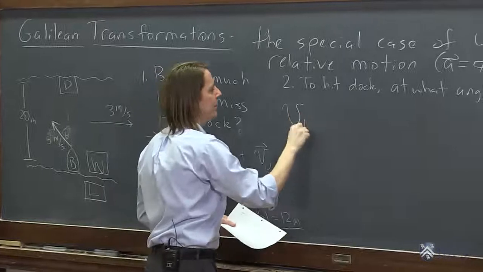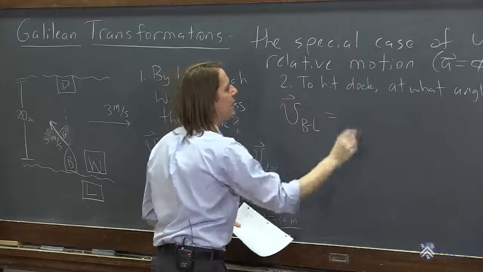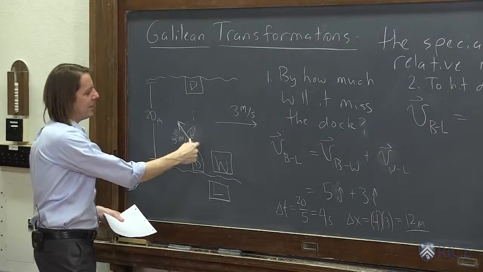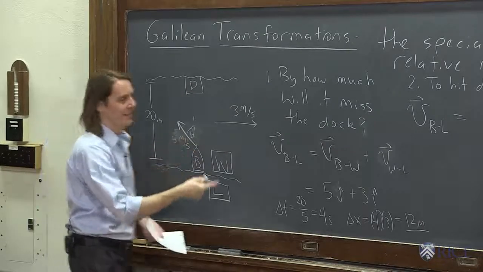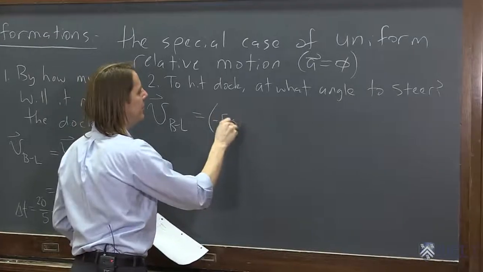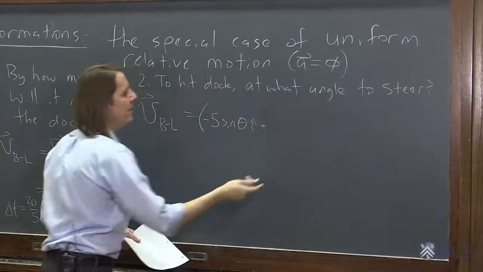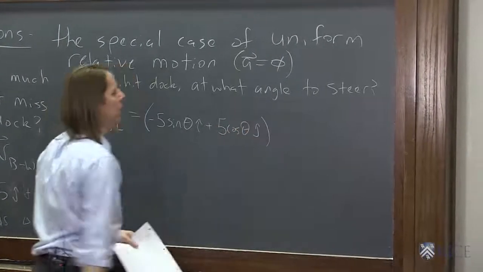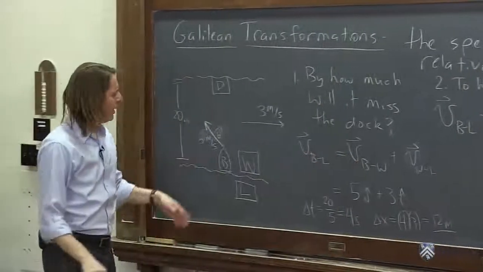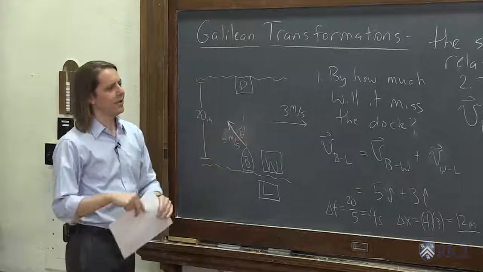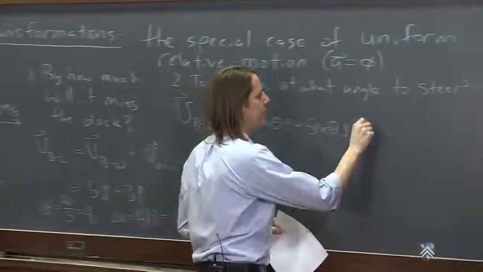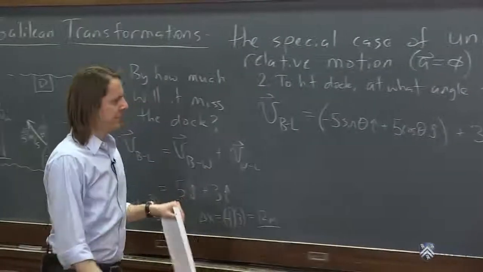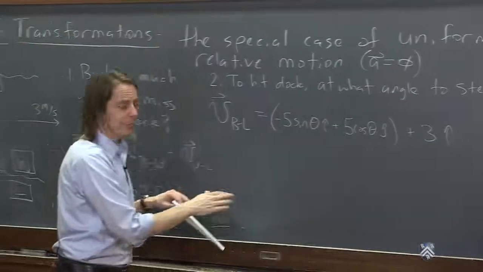So the velocity of the boat relative to the land is, the velocity of the boat relative to the water, so we just have our two components. In this case, the x component is actually negative 5 meters per second sine theta. It's a little unusual. Minus 5 sine theta i-hat plus 5 cosine theta j-hat. So there is that one. And now the velocity of the water relative to the land is just 3 meters per second in the x direction. So plus 3 i-hat.